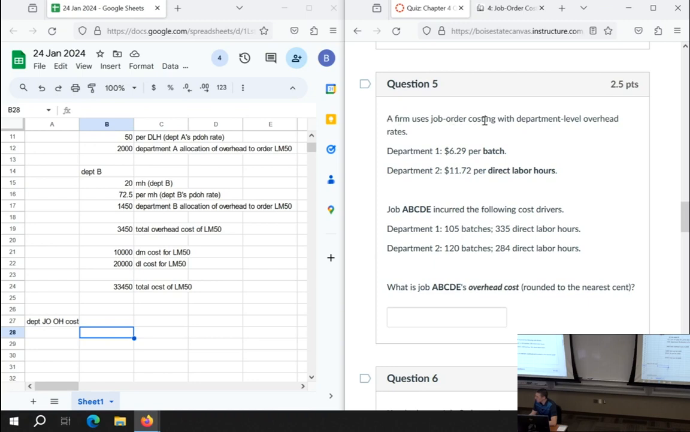All right, a firm uses job order costing with department level overhead rates. So we've got department 1 and department 2. I was real creative. I stopped doing A and B, and I did 1 and 2 just to spice it up. Here are our rates. The first rate is by batch. Second rate is by direct labor hours. All right. Job absidy, or ABCDE if you want, incurred the following cost drivers. Department 1, 105 batches, 335 direct labor hours. Department 2, 120 batches, 284 direct labor hours.